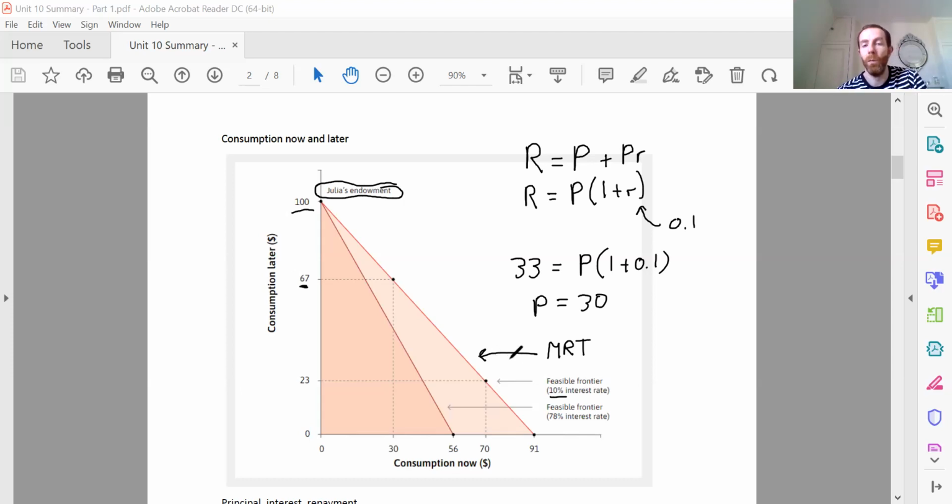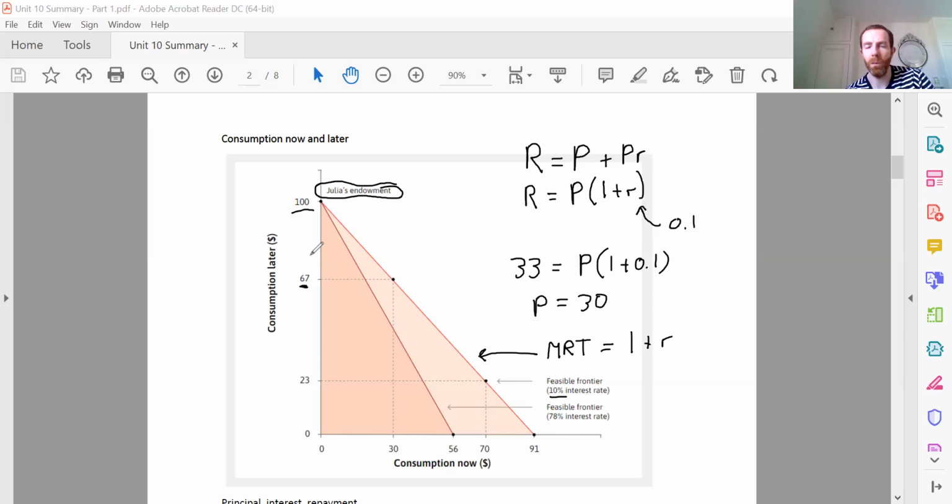So one really important thing I want to point out is that the slope of this feasible frontier, the marginal rate of transformation, is going to be equal to 1 plus R, 1 plus the interest rate. Just to touch on briefly why that is, remember that the marginal rate of transformation is supposed to tell us about a trade-off, right? What is the trade-off between one good and another good. Now the trade-off here is going to be between consumption later on and consumption now.